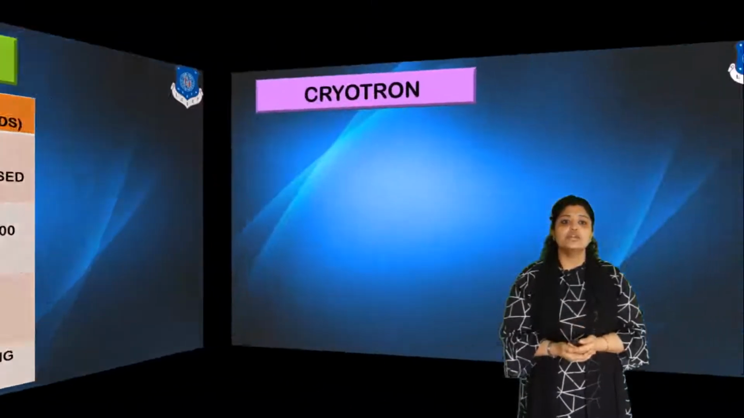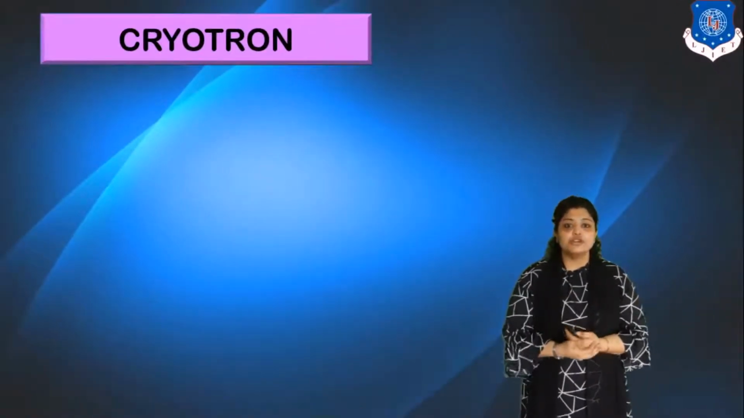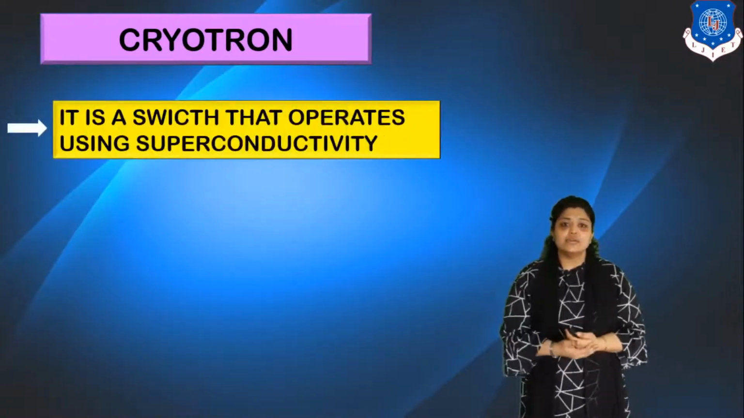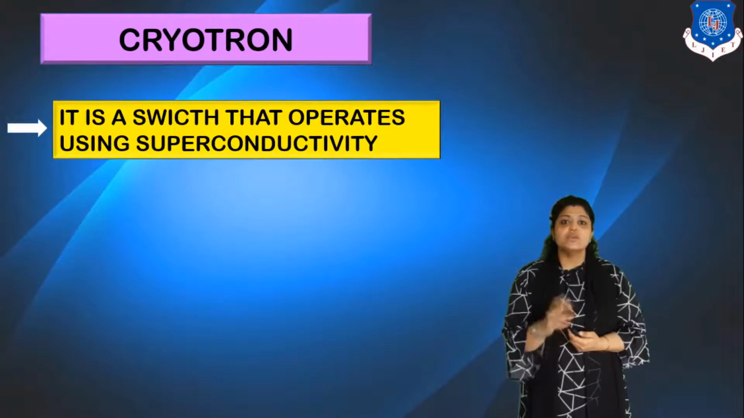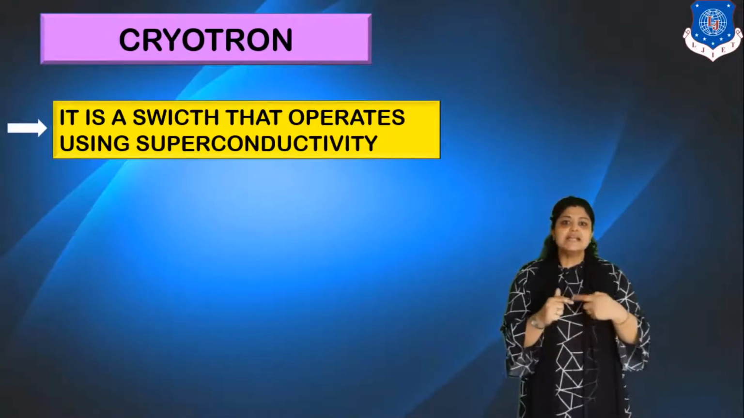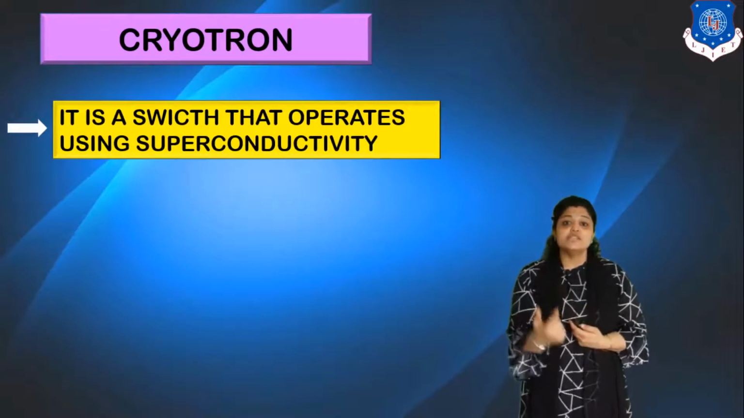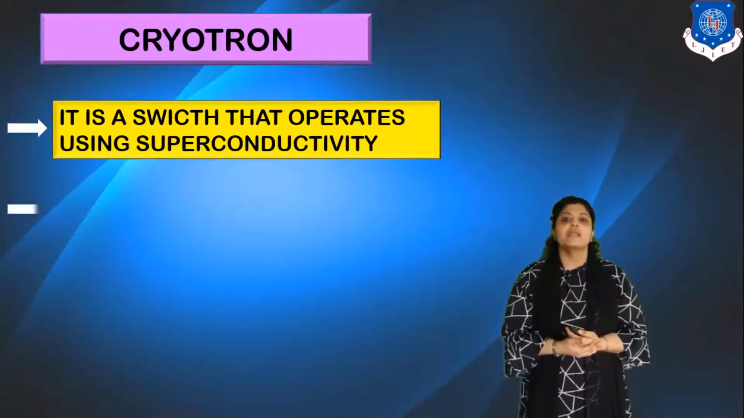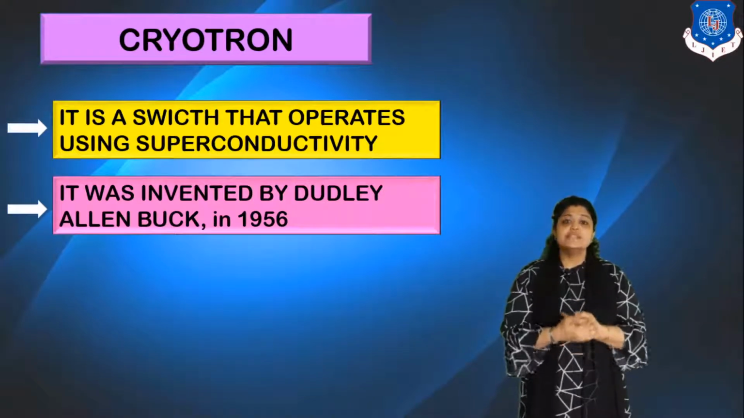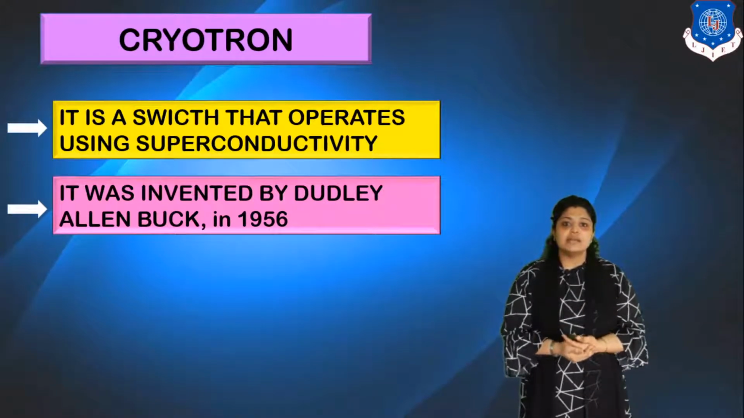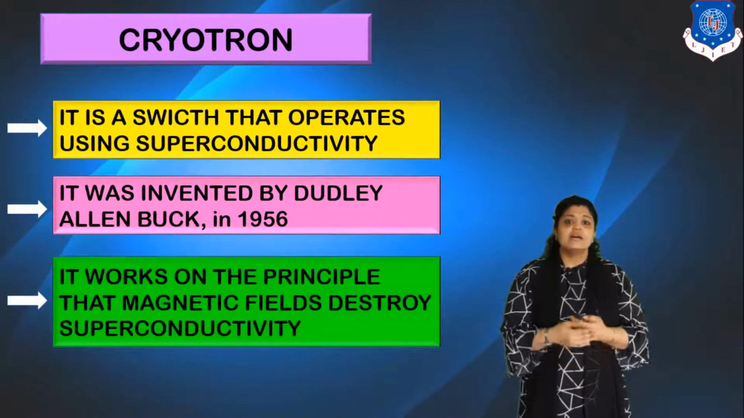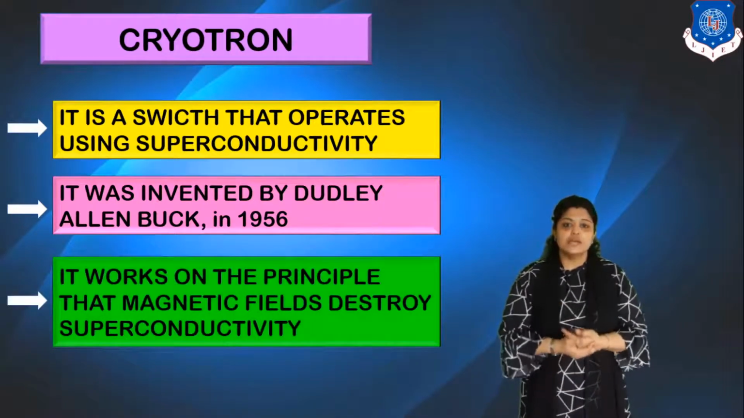Now let us move on to the second application for today, that is the cryotron. What exactly is a cryotron? It is a switch which operates on superconductivity. Switch means basically on-off action, a device which gives you on-off action. When was it discovered? It was invented by Dudley Allen Buck in the year 1956. What exactly is the principle on which a cryotron works?